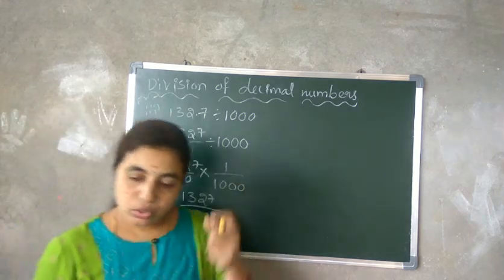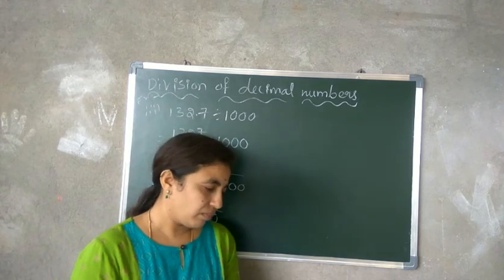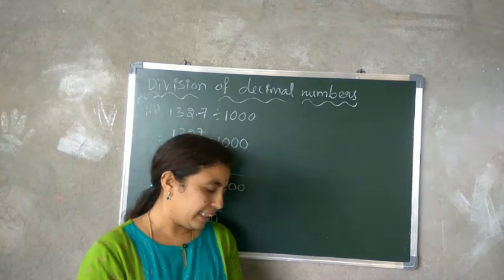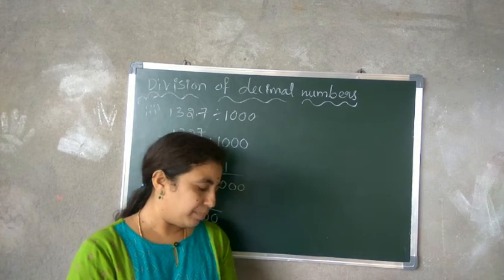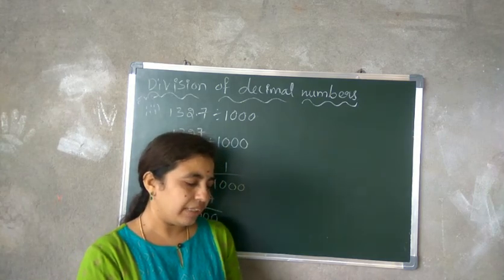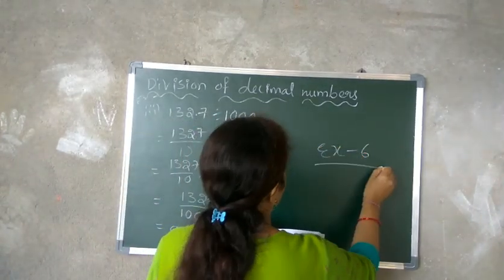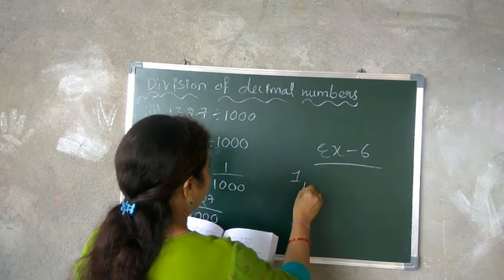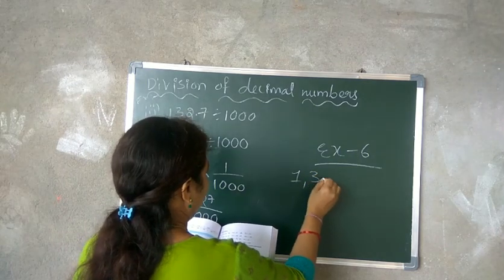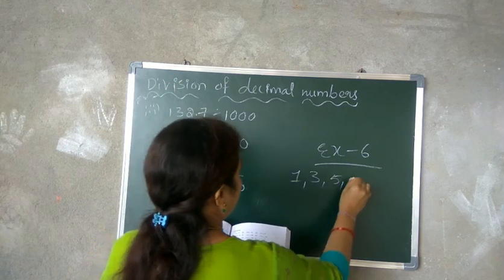Okay. Now today's homework for you is exercise 6. First bit total, third bit total, fifth and sixth. First, third, fifth and sixth.